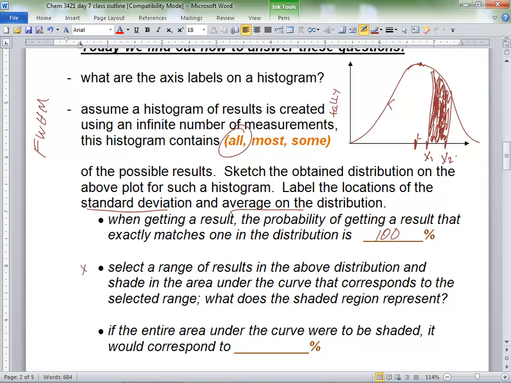Okay. If the entire curve was shaded, Sochi, if the entire area under the curve was shaded, it would correspond to what percent? Anybody help her? 100. Yeah, it's all possibilities, all measurements. Okay. Make sense so far? We're good?